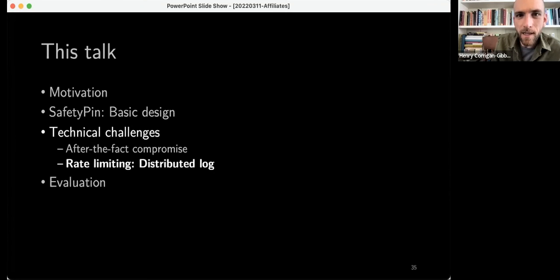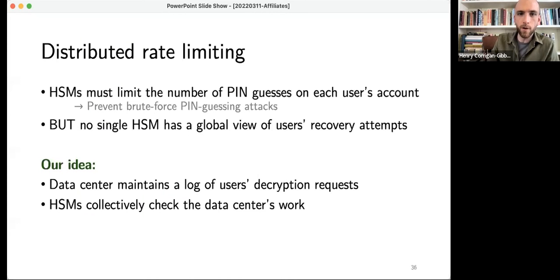Great. So, okay, let me talk about another technical challenge, which is how we do the rate limiting of PIN guesses. The whole point of using these HSMs is they limit the number of guesses that anyone can make on a particular user's account. This is to prevent brute force PIN guessing attacks, because if you're only using a 4-digit PIN and there's no rate limiting, the attacker can just guess 0000, 0001, 0002, and pretty quickly recover the user's data. So rate limiting is super important.